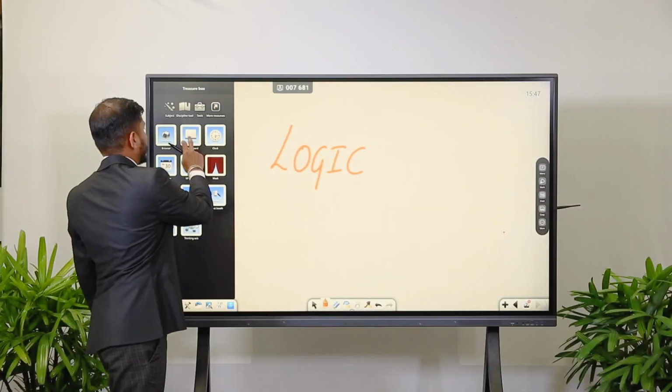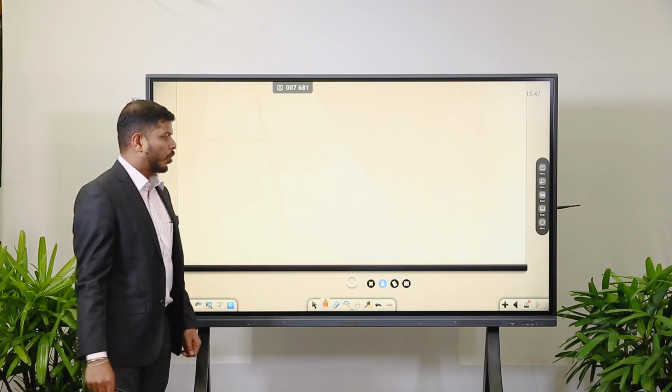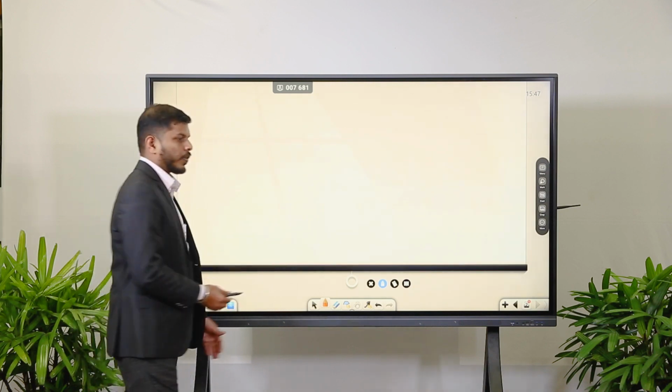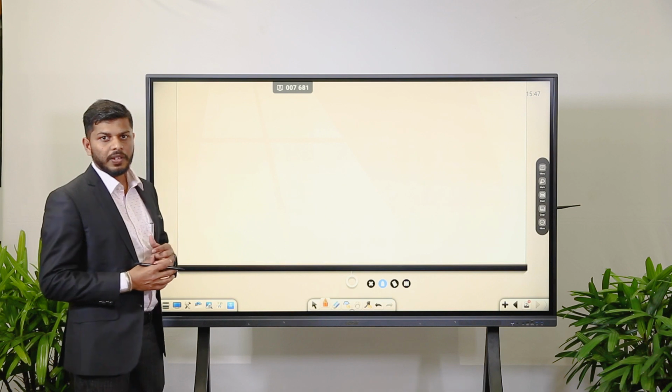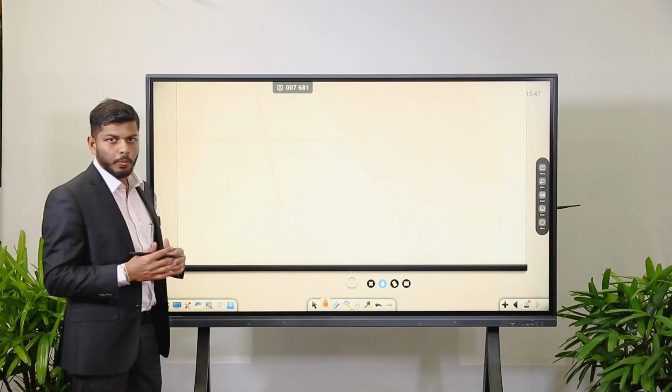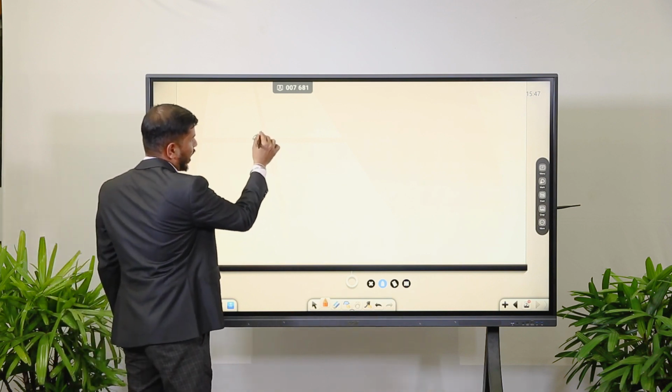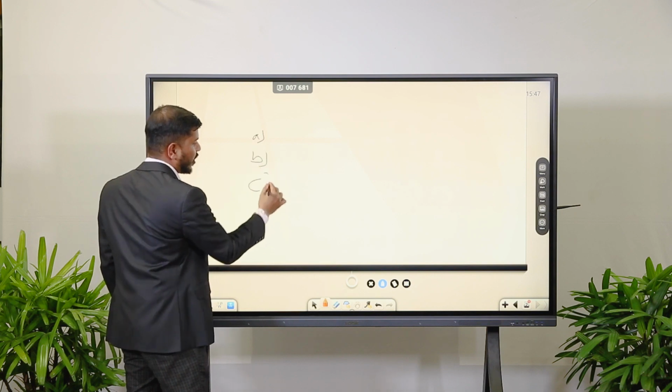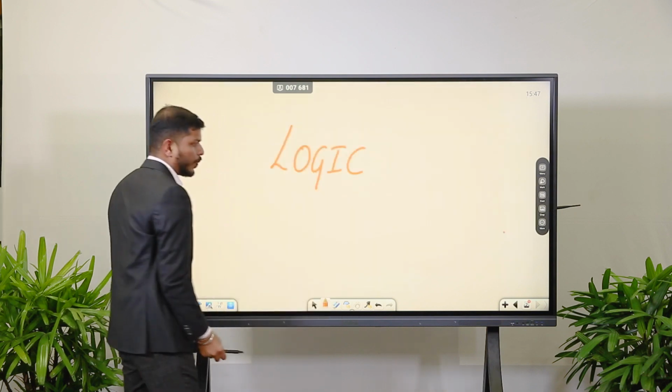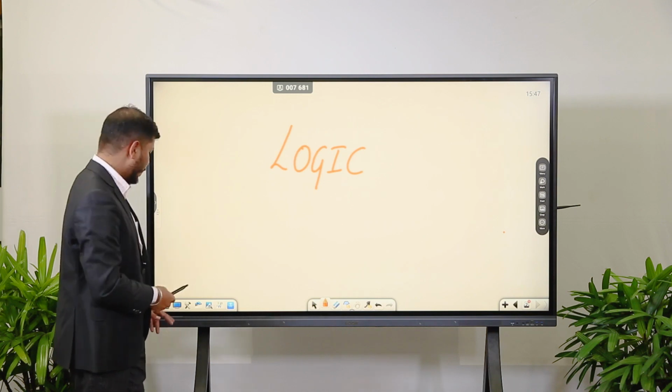Now we will check the next tool, the writing board. The teacher or presenter can use it parallel to the main board. They can do any rough calculation or writing here, and then close it at that time so they can continue with the main presentation.